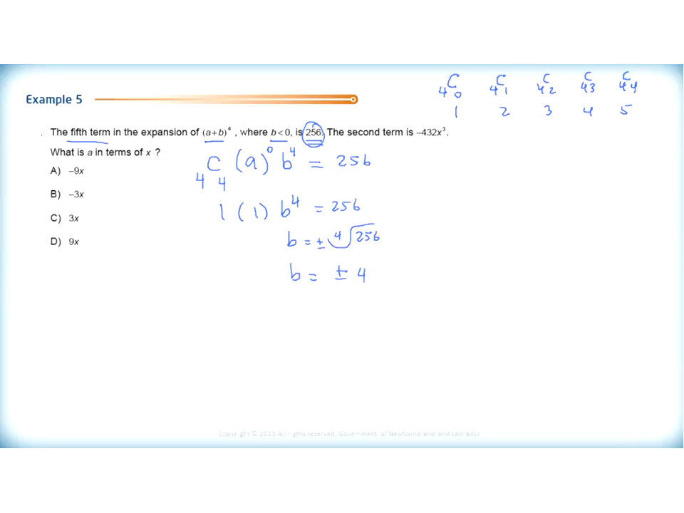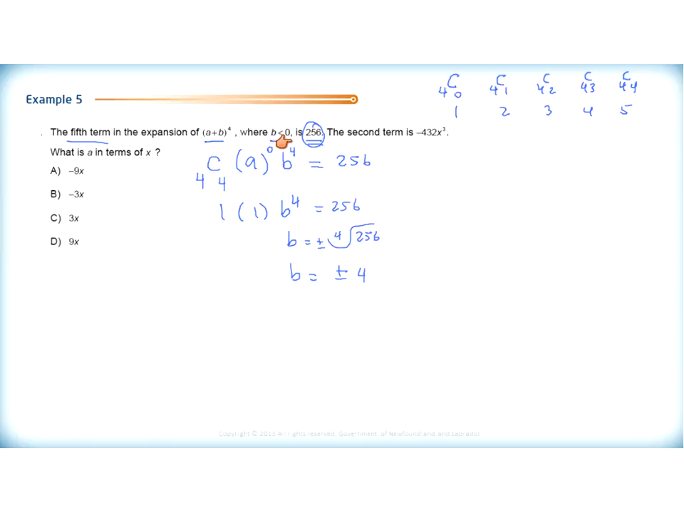And I get plus or minus 4. Now I want you to recognize that plus or minus is possible here, because you're solving this equation, B to the power of 4 equals 256. If B is a positive 4, 4 to the 4 equals 256. And if B is equal to negative 4, negative 4 to the 4 is also 256. So there are two possible answers for B.